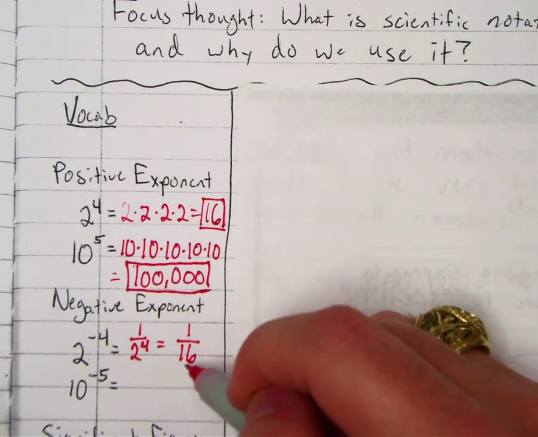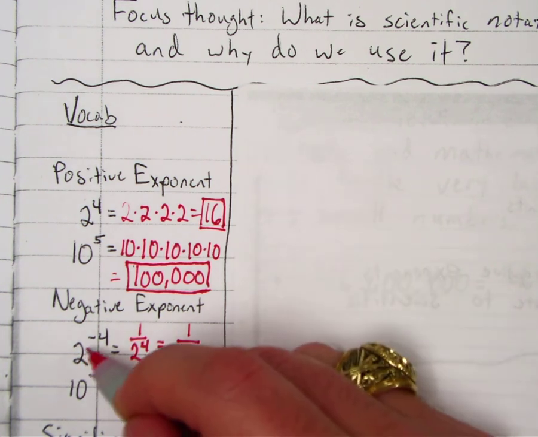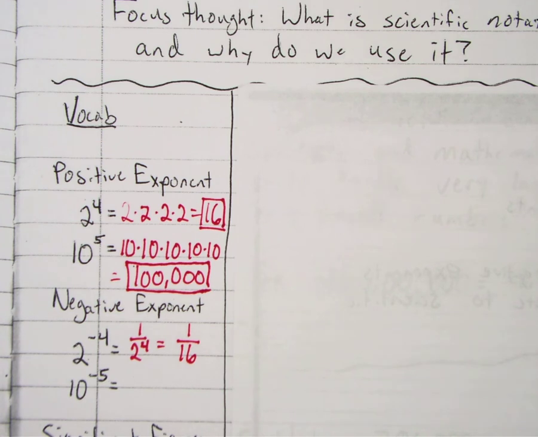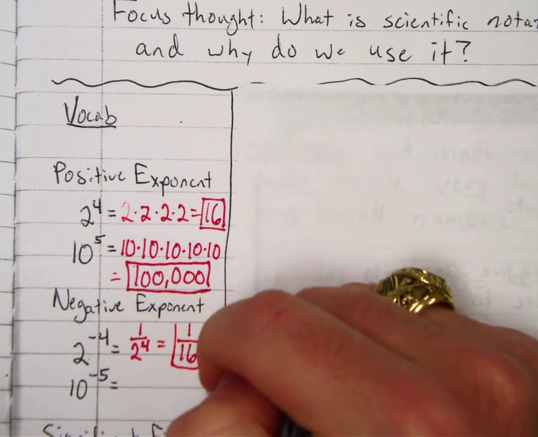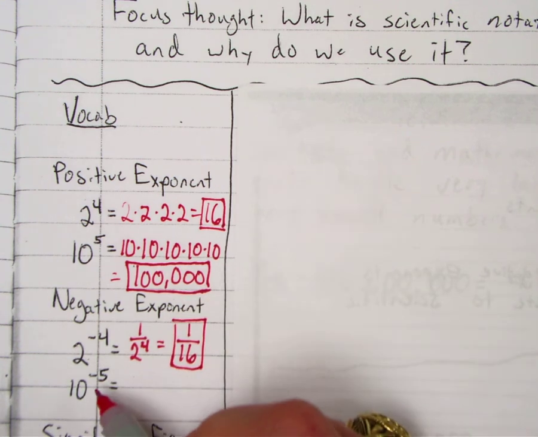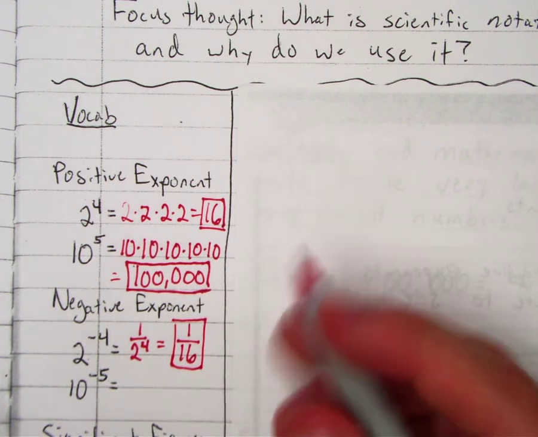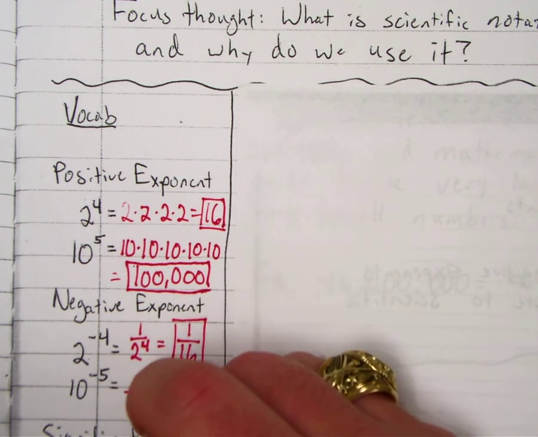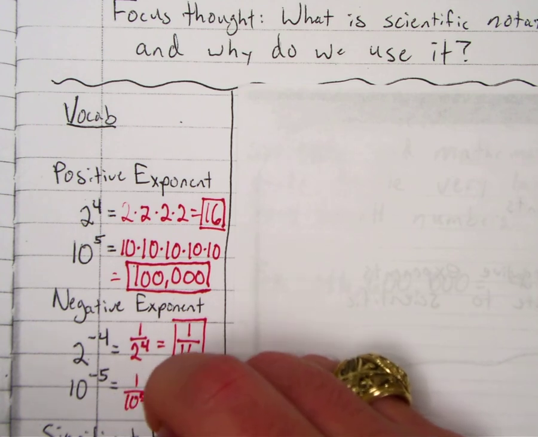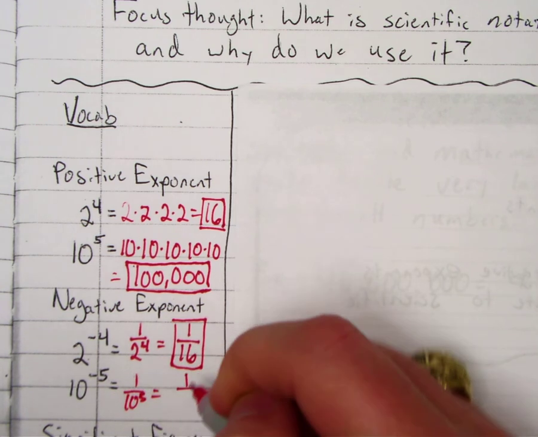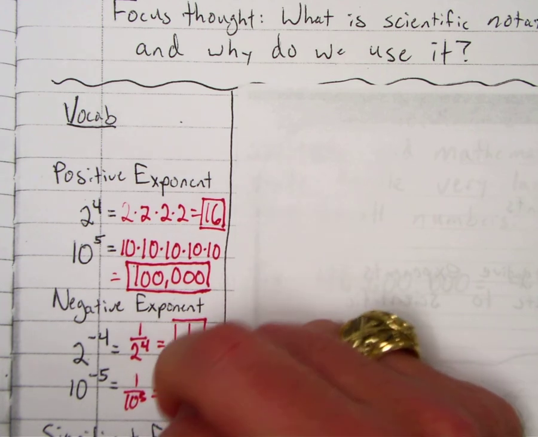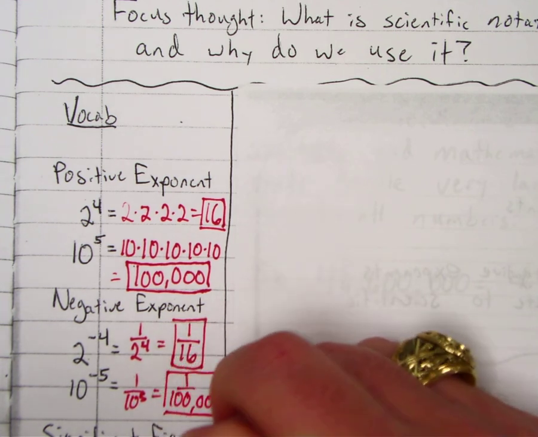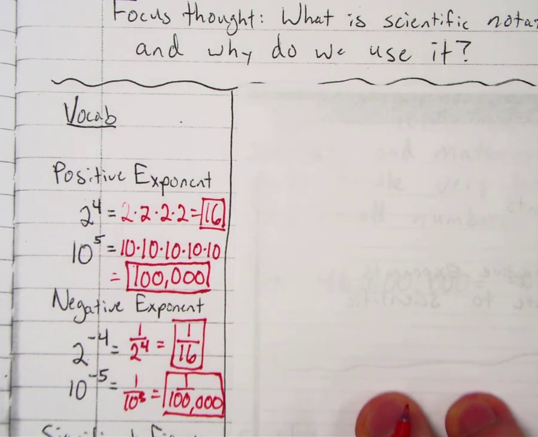Do I have a negative here? No. The negative in the exponent simply means 1 over whatever that exponent is, 2 to the 4th in this situation. Okay. So for our next one, 10 to the negative 5th, we simply do 1 over 10 to the 5th, which is 1 over 100,000. And you'll see why these are useful here in a second.